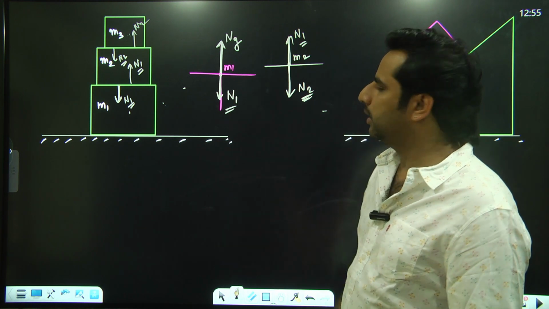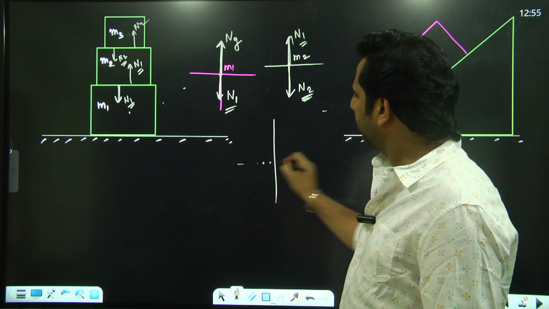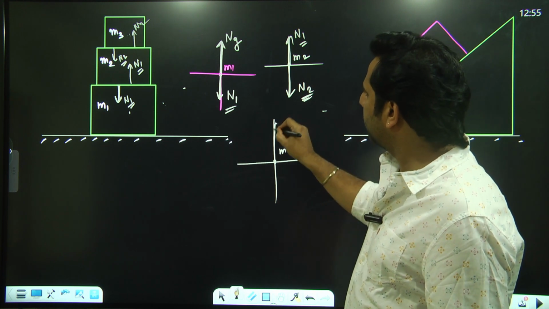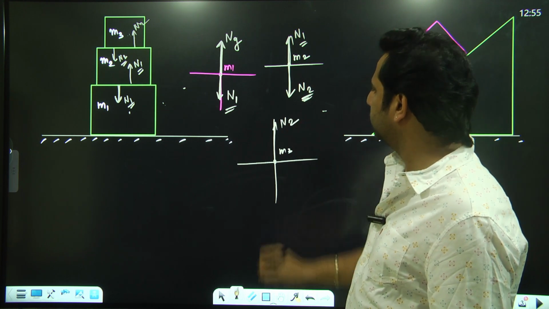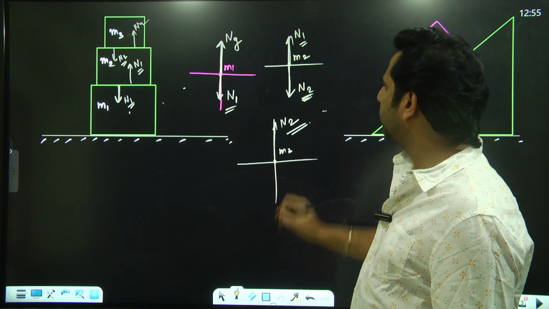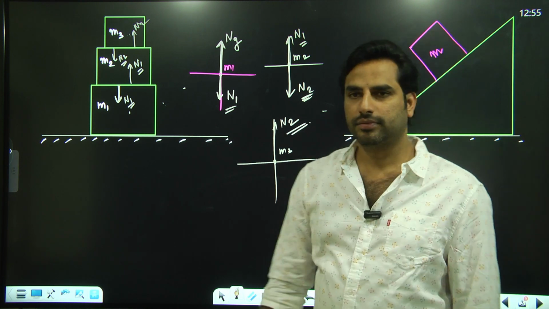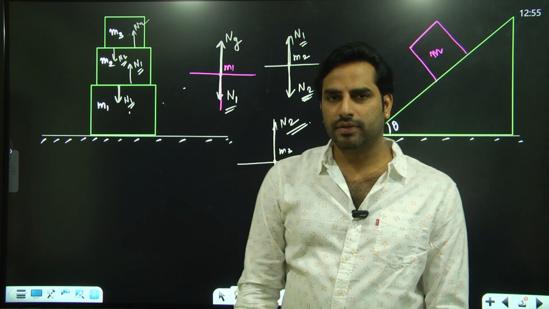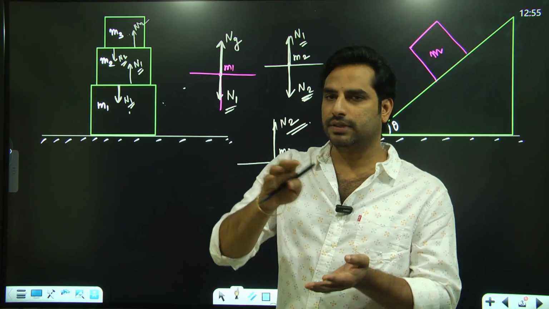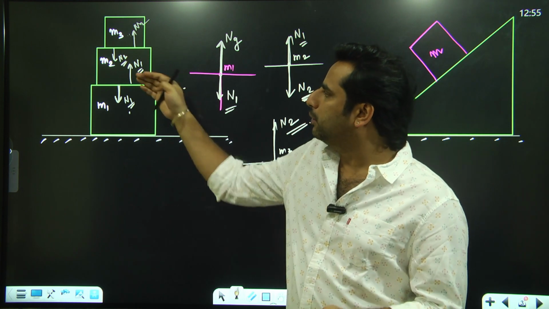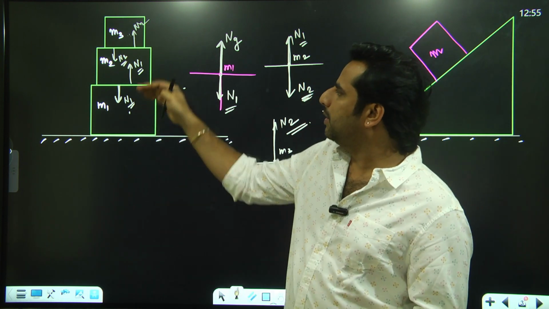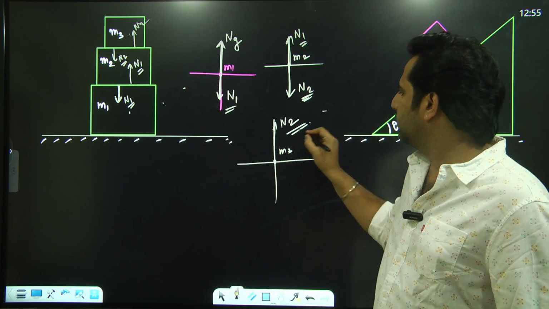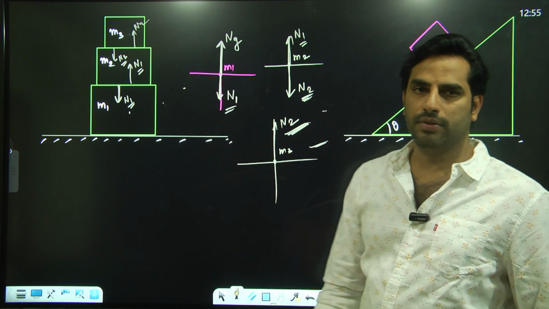Similarly, if you draw the free body diagram of M3, there is normal force N2 applied by M2. This is the only normal force acting on M3, because M3 is in contact with only M2, whereas M1 is in contact with two surfaces, ground and M2. M2 is in contact with two surfaces, M1 and M3. But M3 is just in contact with M2. There is only one normal force N2.